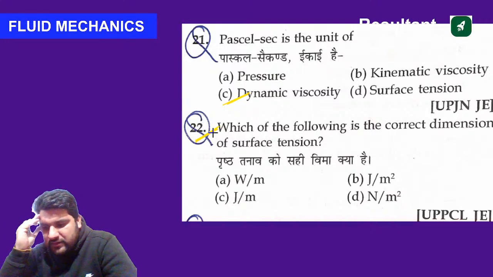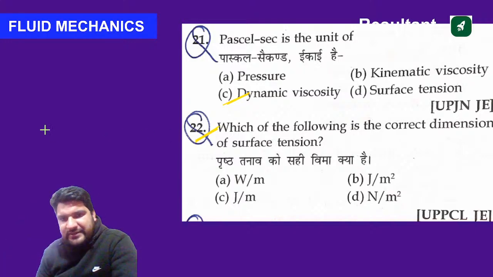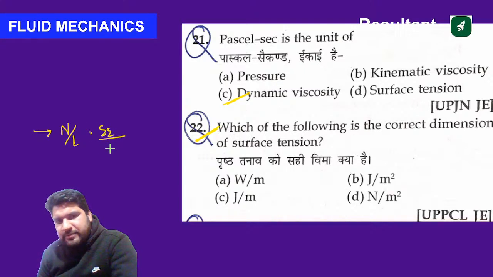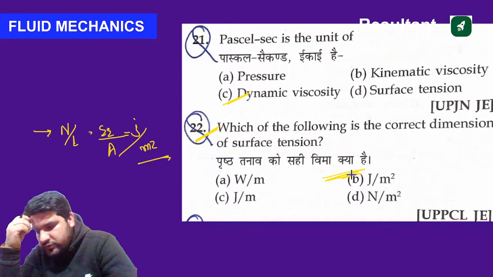Absolutely correct. So surface tension has the units of Newton per meter, or it is the energy per unit area. Energy has the unit of joule and area has meter square, so it is joule per meter square. So you can go with B. Absolutely correct.